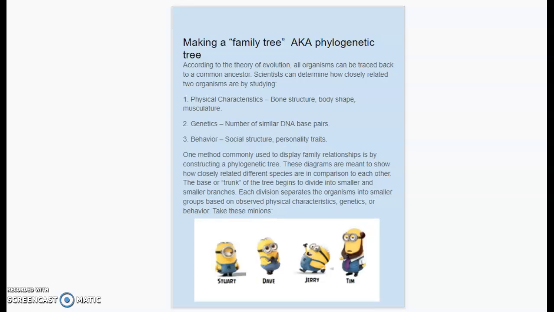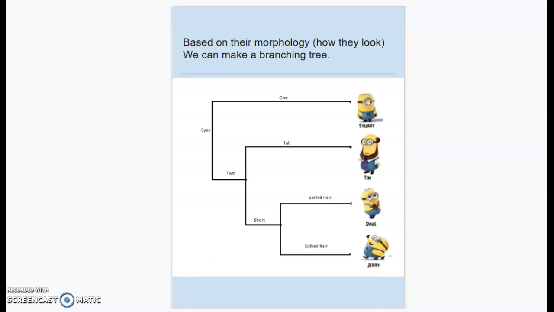So I have here 4 minions: Stuart, Dave, Jerry, and Tim. If you'll notice, there are some things they all have in common, for example goggles, clothes, and overalls. And there are some things that are a little different, maybe the number of eyes or their hairstyle. Using their physical characteristics, we can create what is called a phylogeny tree, or a branching tree. We'll use eyes, and you'll notice Stuart has 1, everyone else has 2.